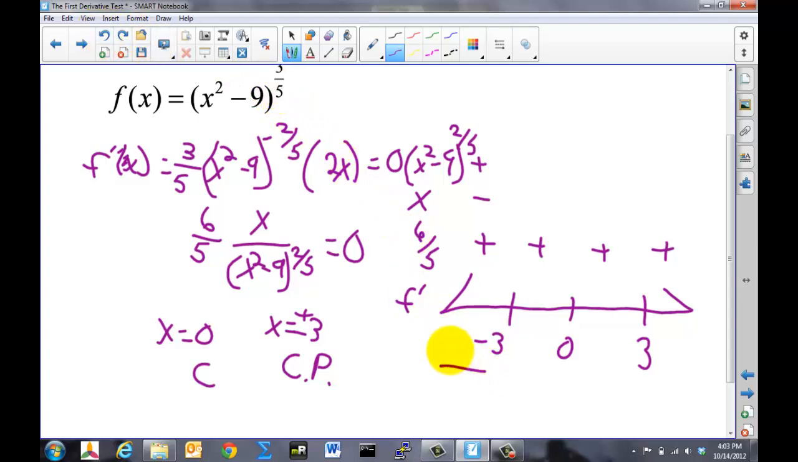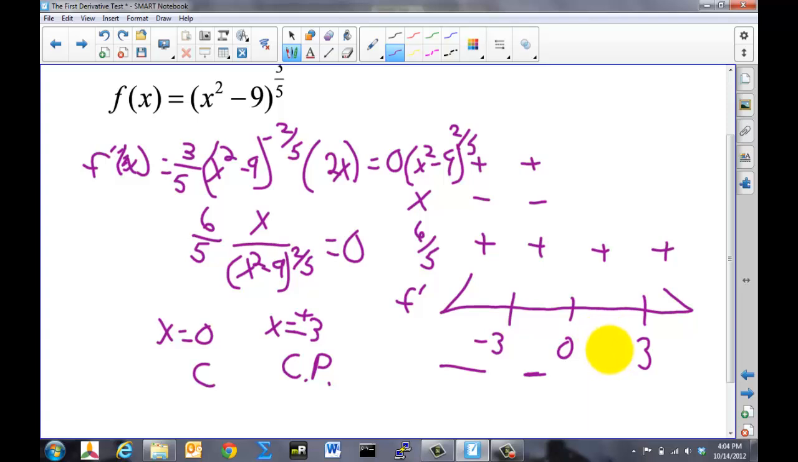So the function is decreasing here. What's happening between negative 3 and 0? Let's put negative 1 in here. Well, that's still negative. Negative 1 squared is going to be 1 minus 9. That's a negative number. The 5th root of that will still be negative. We can take the odd roots of a negative number, but when we square it, it's going to go back to positive again. So the overall sign of the derivative is negative again. A positive times a negative times a positive.